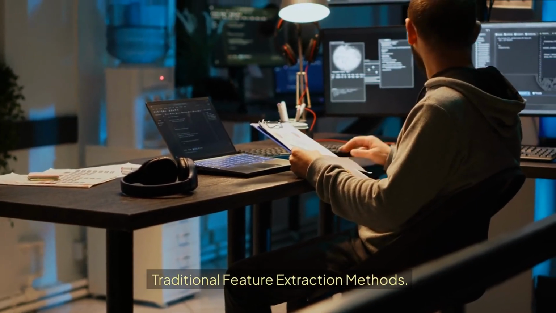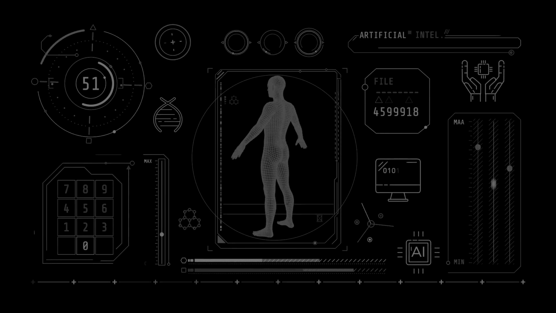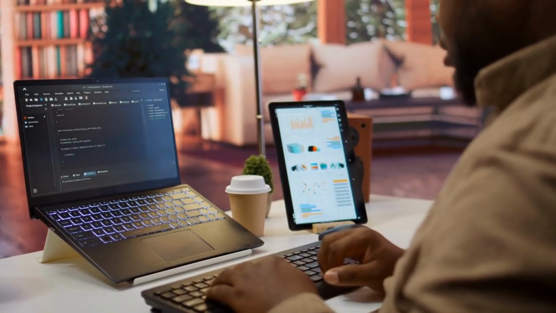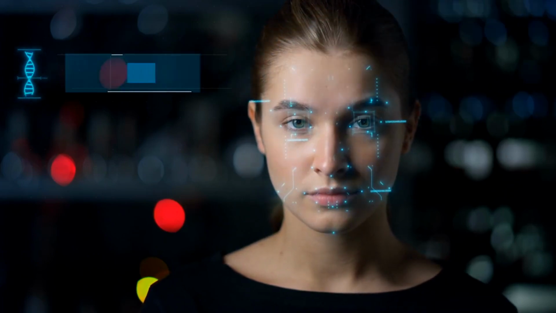Traditional feature extraction methods. Traditionally, feature extraction was done manually by experts. They would design algorithms to detect specific features such as edges or corners. Some common traditional methods include edge detection, histogram of oriented gradients, HOG, and scale invariant feature transform, SIFT. While these methods were effective, they were often time-consuming and required domain expertise.